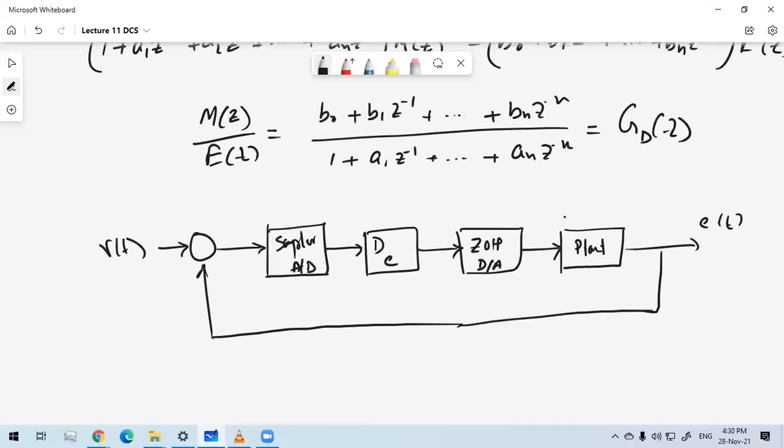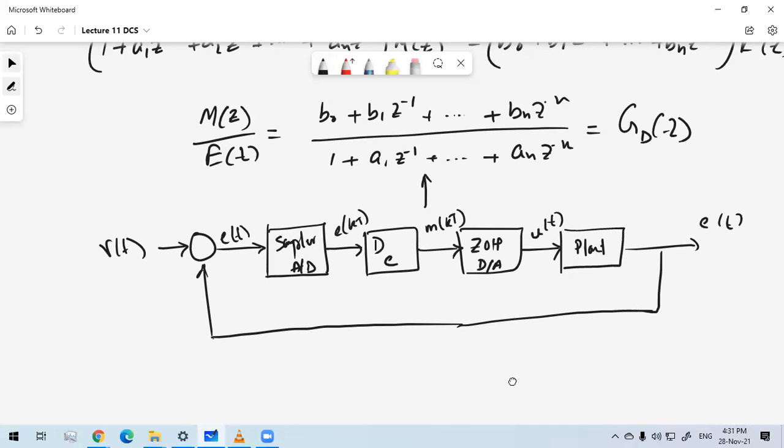Now monitor carefully. This is where the signal is analog. This is where the signal is discrete. The output of the digital controller, whatever we have derived here, is also discrete, m(kT). And then you have the zero order hold. Even though it is not completely continuous, this is your actuating signal that is driving the plant, and eventually you'll get the output.